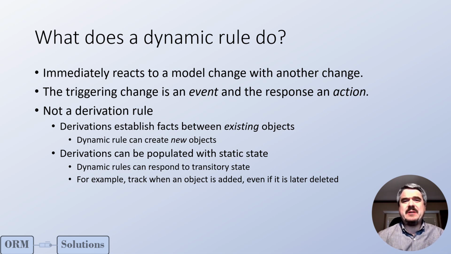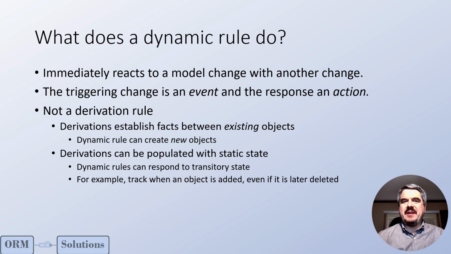So what is a dynamic rule and how does this differ from a derivation rule? Well, a dynamic rule responds to an immediate change in the model with another immediate change. The first change you can call an event, the second one you can call an action. This is much different than a derivation rule, which can be removed from the model and completely recalculated based on the current state in the model.